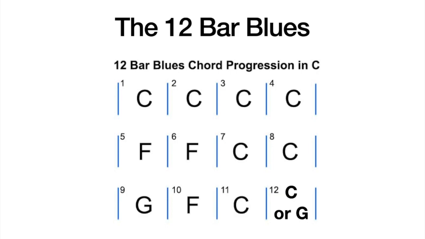So that's the 12-bar blues progression. As I say, thousands of songs follow that chord progression, and this is in the key of C.